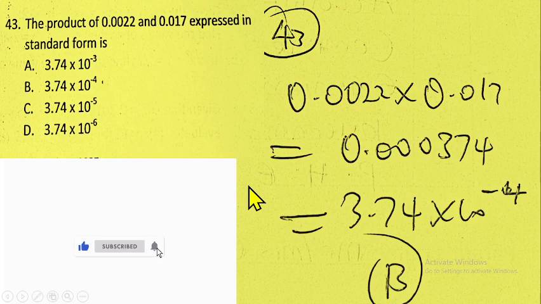Question number 43. The product of 0.0022 and 0.017 expressed in standard form is. So you have to find the product of this and this. And what meaning of product, you are to multiply them. And that should give us 0.000374. So you have to take this to standard form. The decimal point is right here, so you are moving it in between 3 and 7. 1, 2, 3, then 4. So that will give us 3.74 times 10 raised to the power minus 4. So option B is the correct option for question number 43.